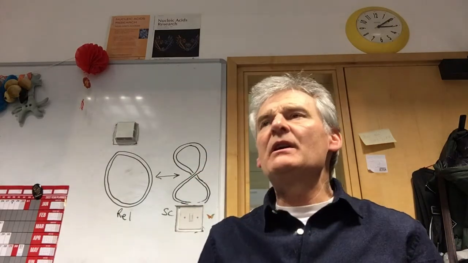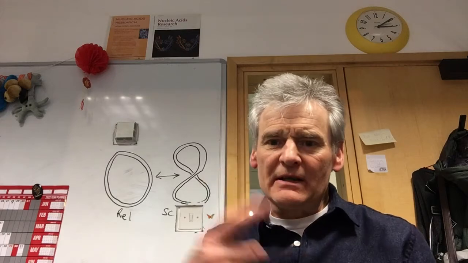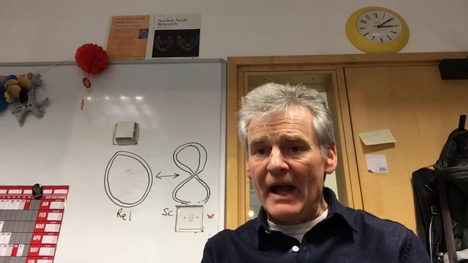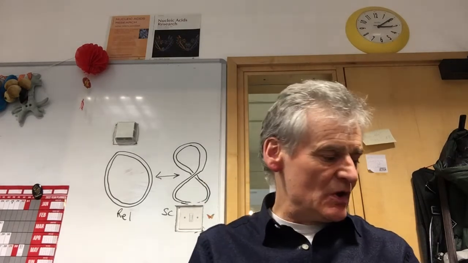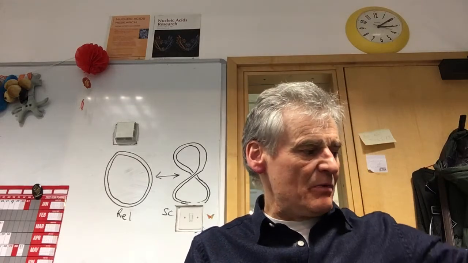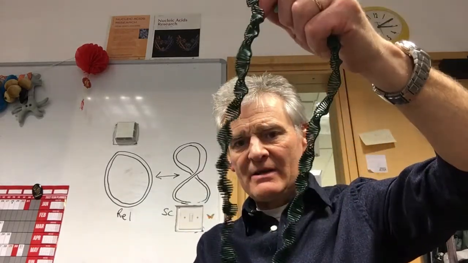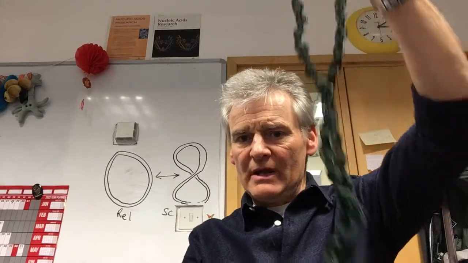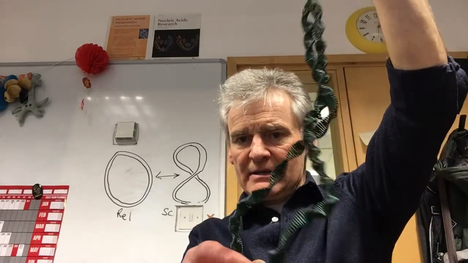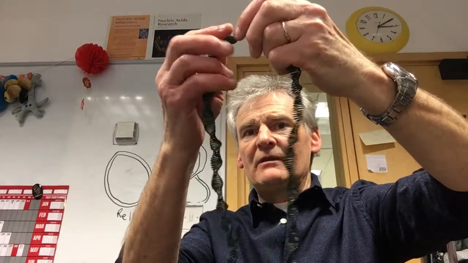What I showed you, this nicking of the DNA and free rotation, is in fact one of the mechanisms that's used by DNA topoisomerases, but it's not the most common one. The most common one is in fact a mechanism called strand passage, which I'm going to show you now using a shorter DNA model made out of garden wire.